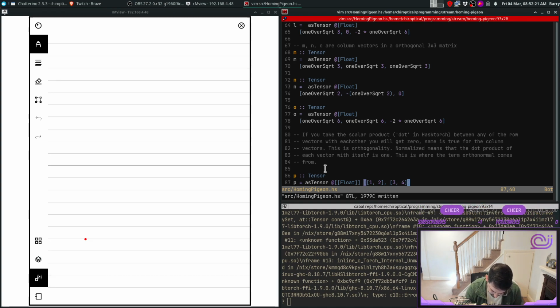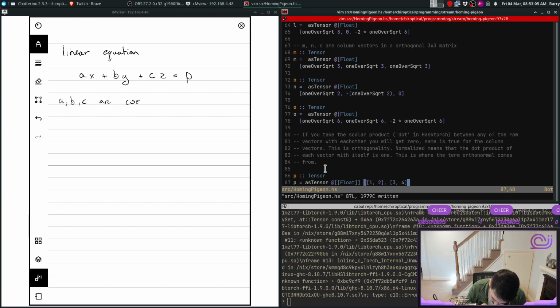A linear equation is an equation in a number of unknowns x, y, and z, something like this, where A, B, C, and P are numbers. The numbers A, B, C on the left-hand side are called coefficients of x, y, and z. The term linear is used because no higher powers of x, y, and z occur.